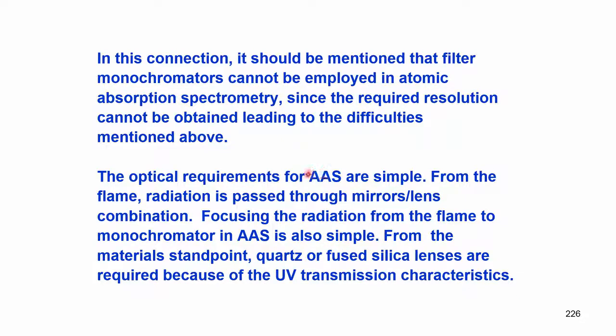The optical components for atomic absorption are basically very simple. From the flame, radiation is passed through a combination of mirrors or lenses, or mirror and lens combination. Focusing the radiation from the flame to the monochromator is also simple. From the material standpoint, quartz or fused silica lenses are required, because many of the elements in the periodic table have resonance lines in the ultraviolet range, and very few have them in the visible range.